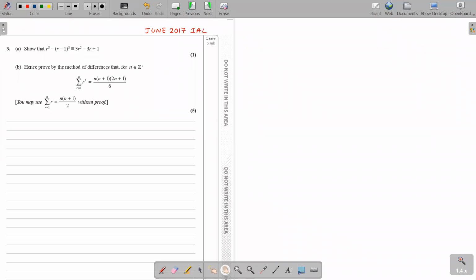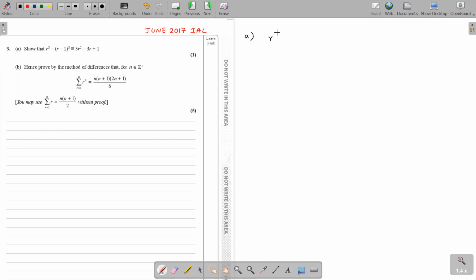Okay, so this is the June 2017 IAL paper. So again, I will be discussing the series question in this particular paper. Question number 3. Show that r cube minus (r minus 1) cube is 3r square minus 3r plus 1.